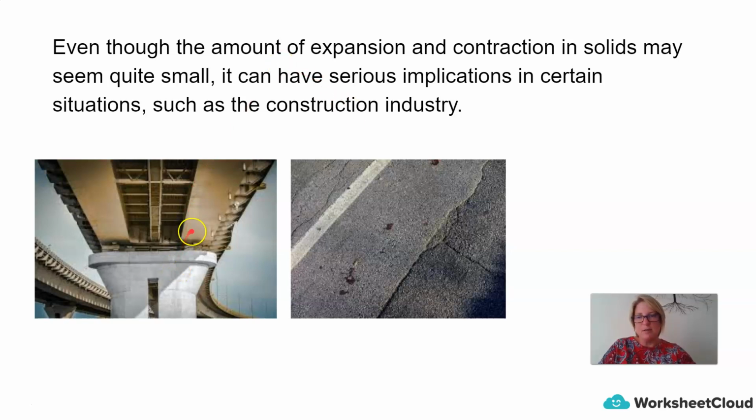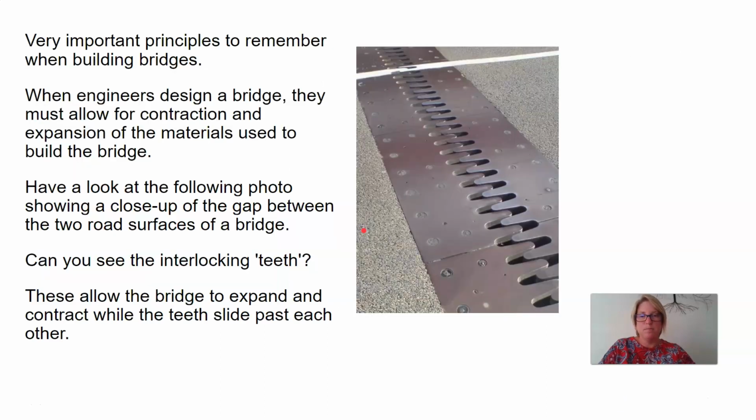So here you can see the cement and the steel that has been used to create this bridge, or what about the materials that we use when we create tar roads? Very important principles to remember when building bridges. So when engineers design a bridge, they must allow for contraction and expansion of the materials used to build the bridge. Have a look at the following photo showing a close-up of the gap between two road surfaces of a bridge. Can you see interlocking teeth? These allow the bridge to expand and contract while the teeth slide past each other. Now, isn't that really, really clever?